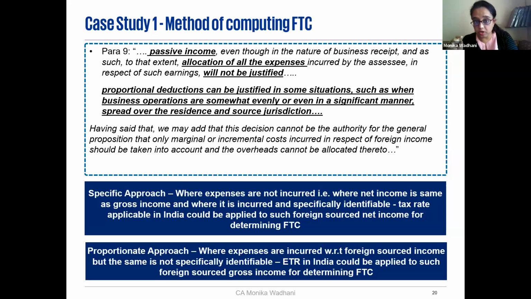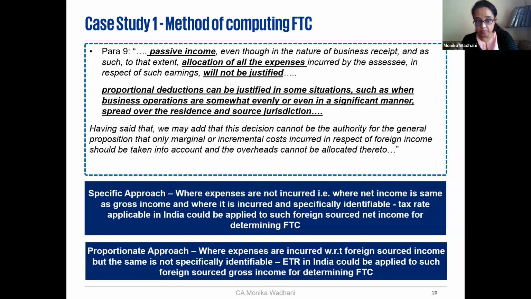And therefore, you cannot, just for the sake of allocating all the expenses, allocate the expenses, and thereafter apply the effective tax rate to the net income. So in this case, what the Ahmedabad Tribunal has held is that in the facts of this case, you have to see that my gross receipts and net receipts are the same qua Singapore and qua Indonesia as far as the sale of software license is concerned, and therefore I have to directly apply the 22% rate in India, which is a specific approach, and I don't have to go into the proportionate approach.